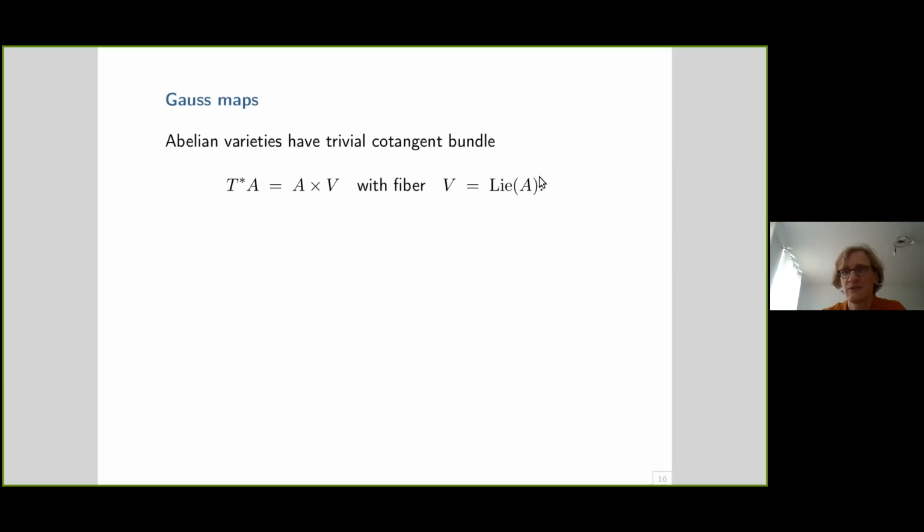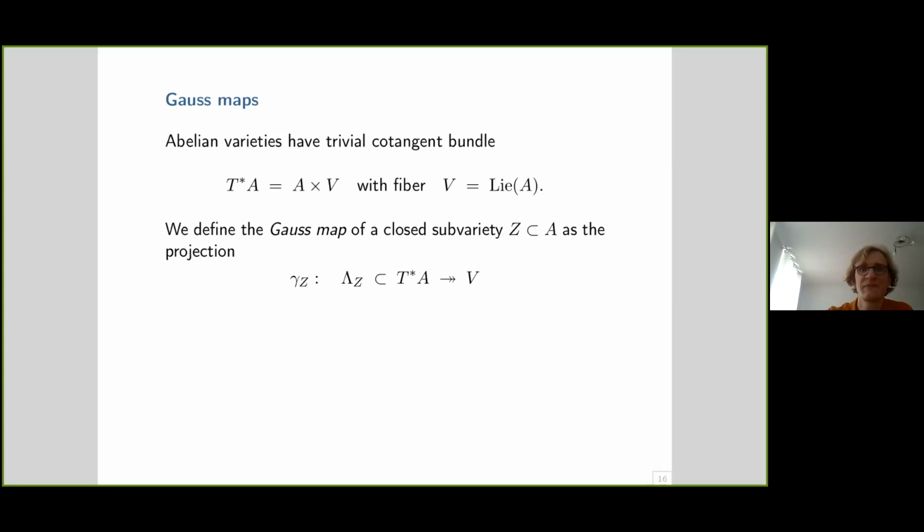Or I guess I should have put a dual here, sorry. It doesn't really matter. Okay, and so in this situation, you can define the Gauss map of subvariety Z as follows. You take the conormal variety to the subvariety. This sits inside this trivial vector bundle, and then you just project to the fiber V.